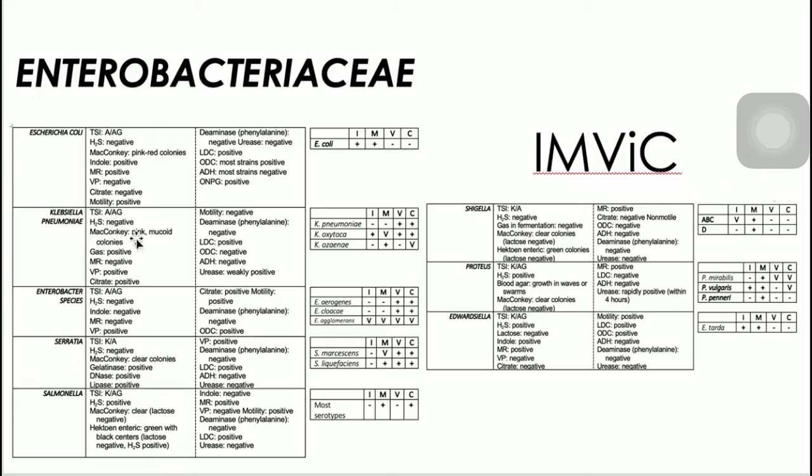So, kapag acid, it will turn red or pink red nga po. Tapos, yung kanyang colony po dito sa mucoid because Klebsiella contains a capsule. So, this one is mucoid. Negative po yung kanyang motility, no? Kasi nga meron siyang capsule.